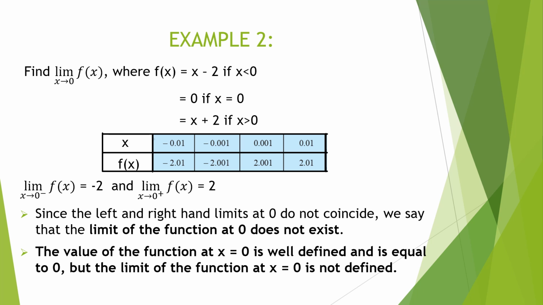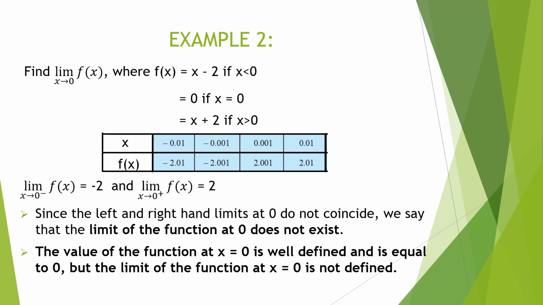Now when you take x equal to minus 0.01, you will use the function f of x equal to x minus 2, and that will give you minus 2.01. Similarly, when you take x equal to minus 0.001, f of x is x minus 2 because x is less than 0, and so f of x is minus 2.001. Now remember, if x is 0.001, at that time since x is greater than 0, what is the definition of f of x in our example? f of x is equal to x plus 2.